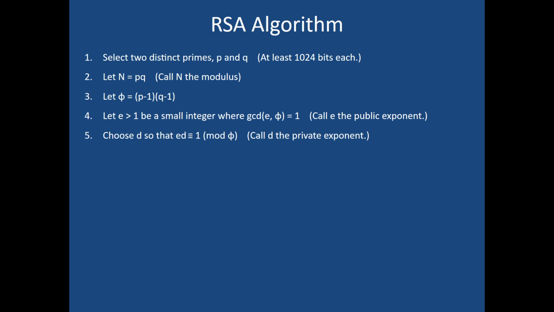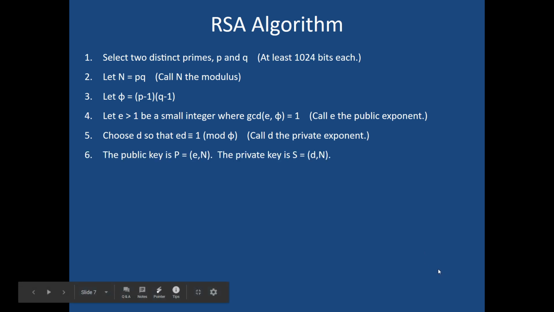The multiplicative inverse. The modular multiplicative inverse algorithm. Okay, so we have the modulus n, we have the public exponent e, we have the private exponent d. The public key is the combination of e and n, and the private key is the combination of d and n. So we can tell the world e and we can tell the world n, but we got to keep d a secret.